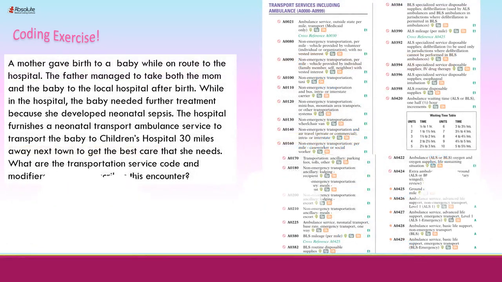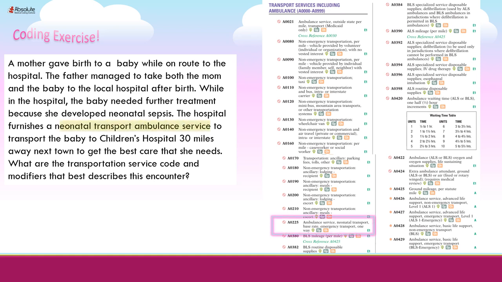And here we are. Probably by now, some of them look familiar to you, but if you sort this out and you look down here at code A0225, that is your code for ambulance service for neonatal transport base rate, emergency transport one way. And that's exactly what we're looking for to code for this ambulance service that is documented, particularly neonatal transport. So do you got that code, coders? All right, now what else do we need?